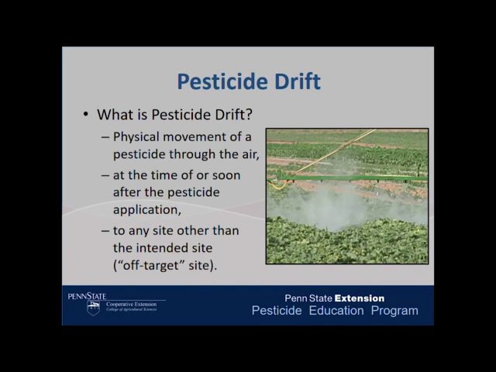What is it? How do you reduce it? But basically, what is pesticide drift? It's the physical movement of a pesticide through the air.